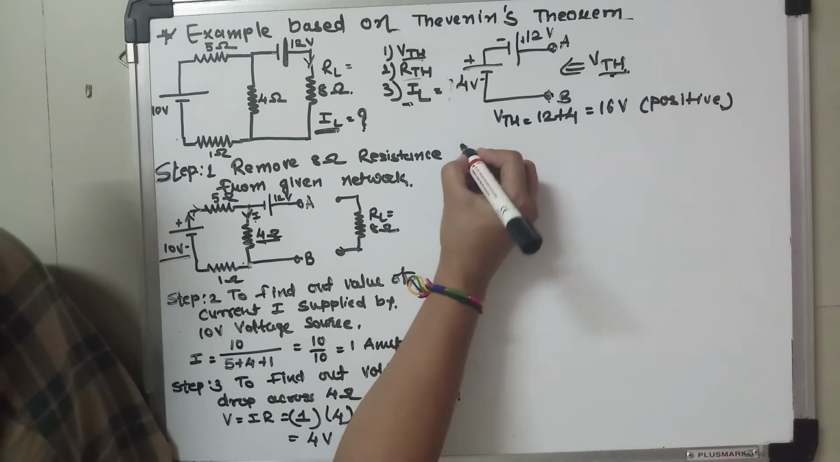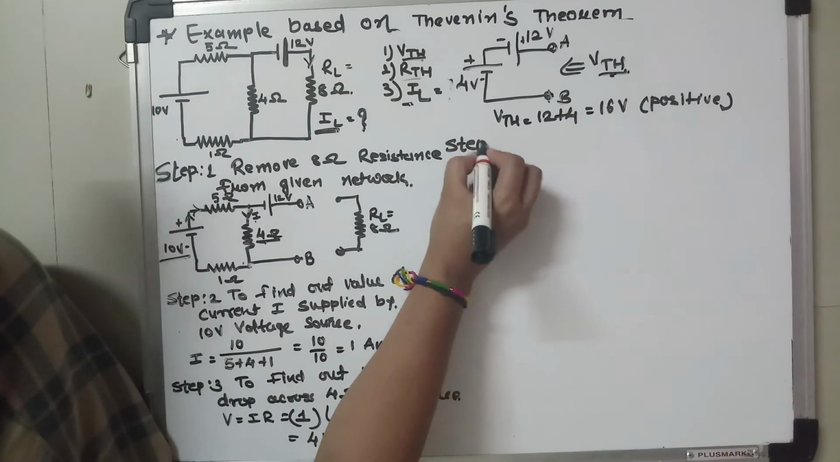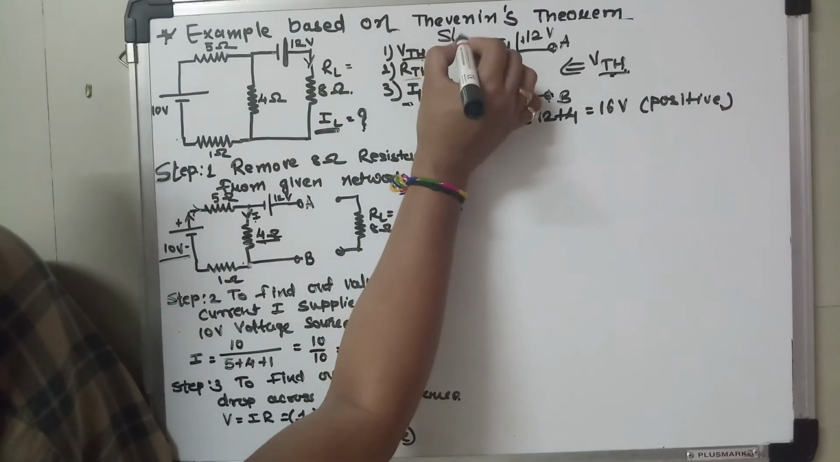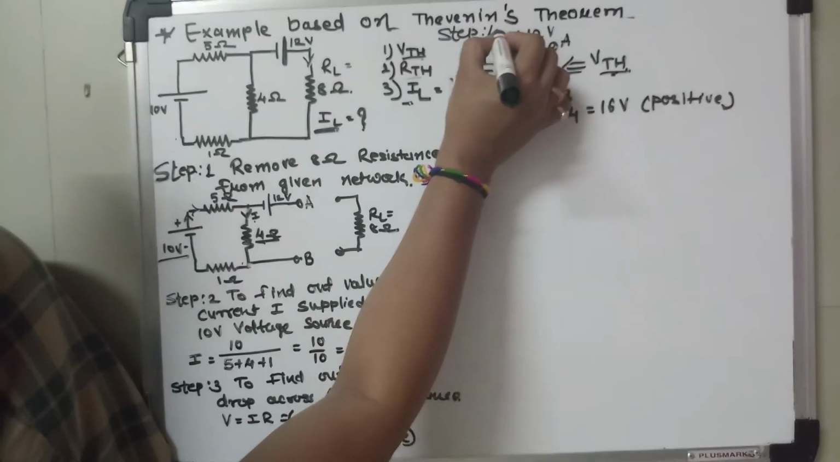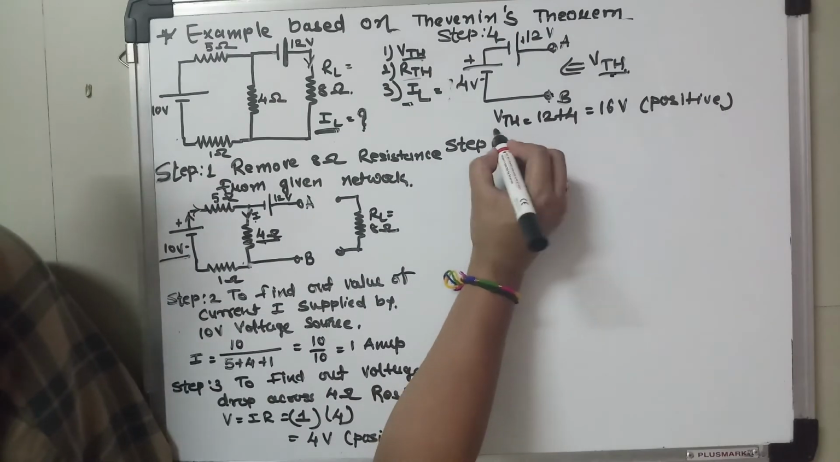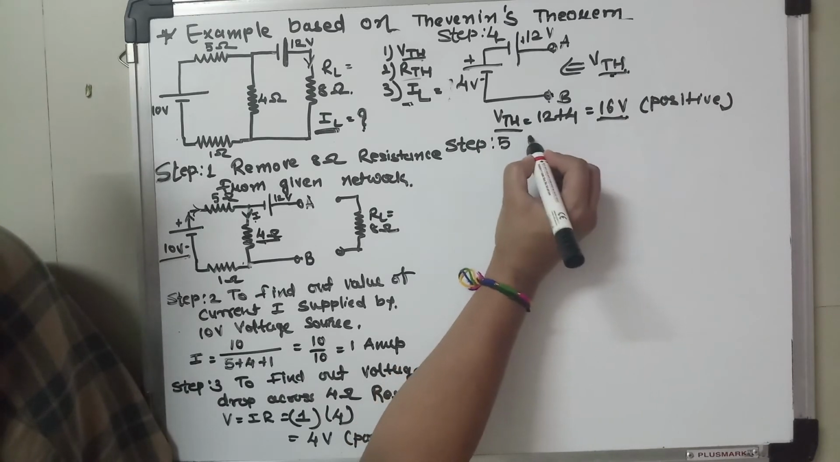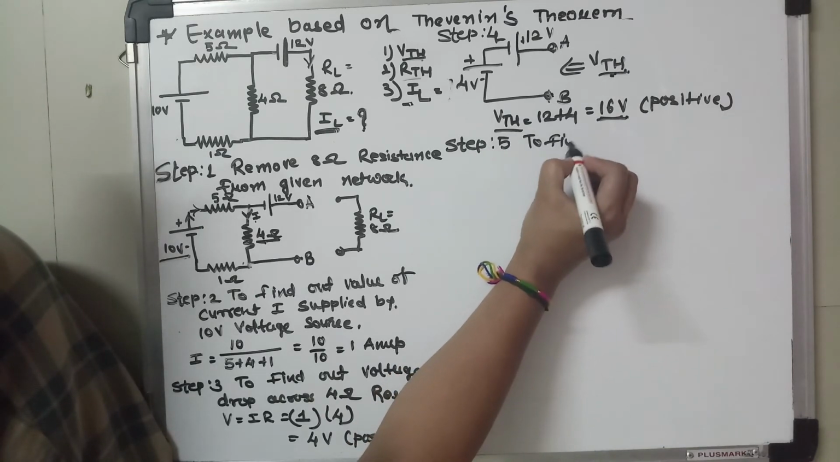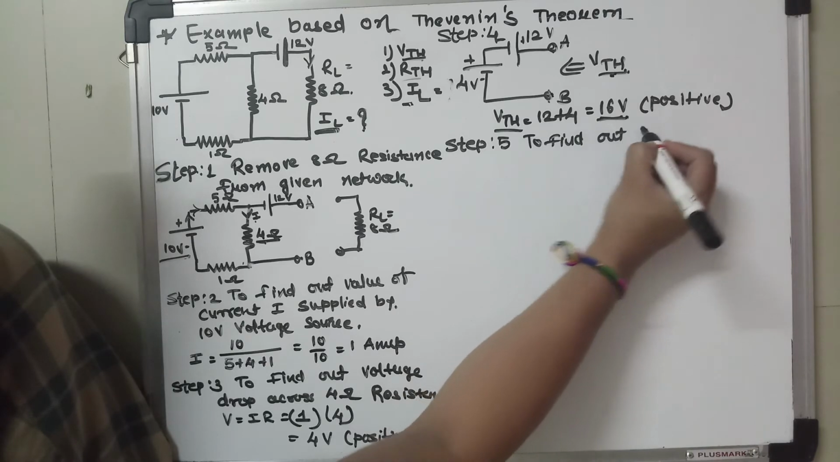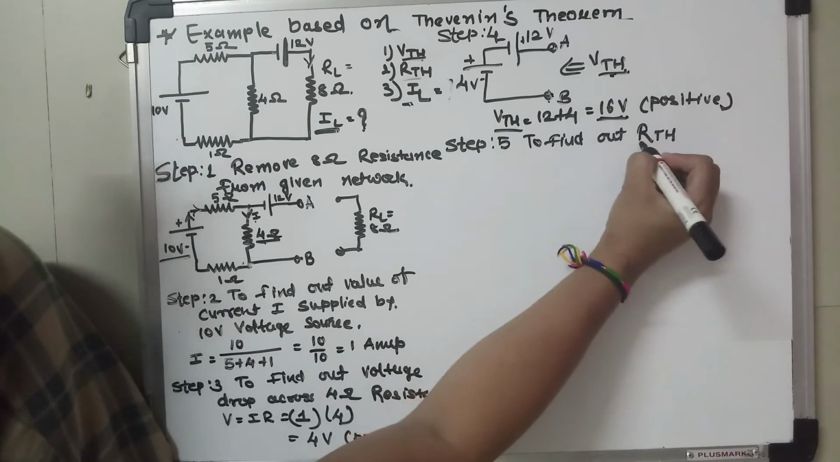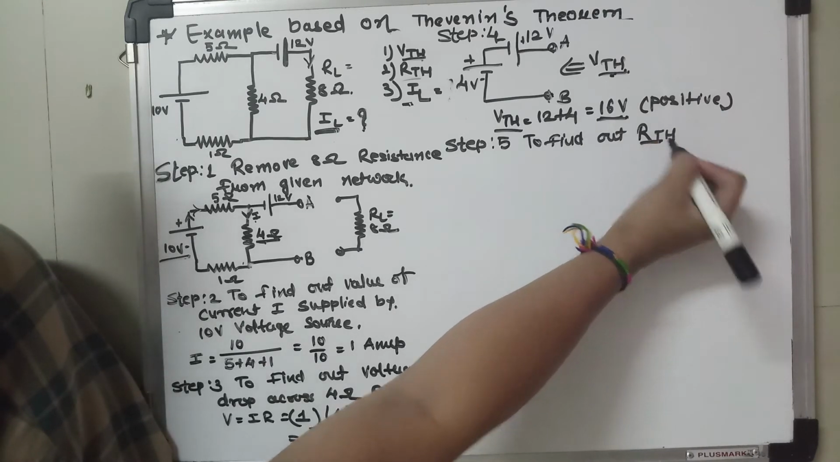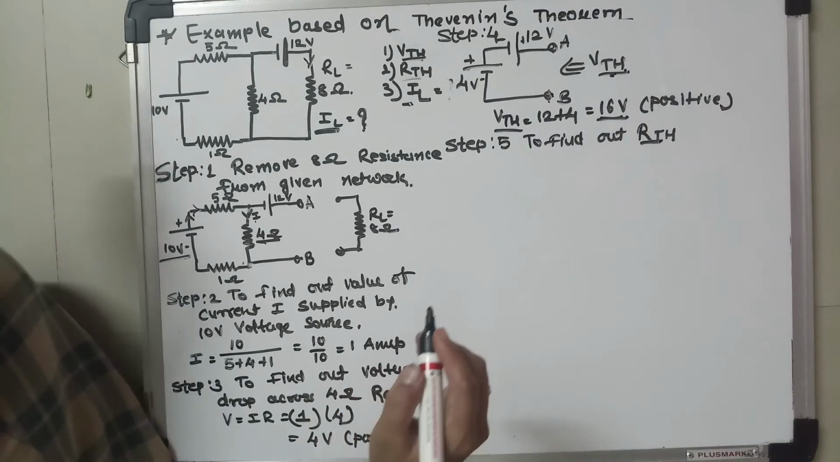Now in step number 4, we find the VTH, that is 16 volt. Now in step number 5, to find out RTH. Now what is RTH? RTH is the Thevenin equivalent resistance.